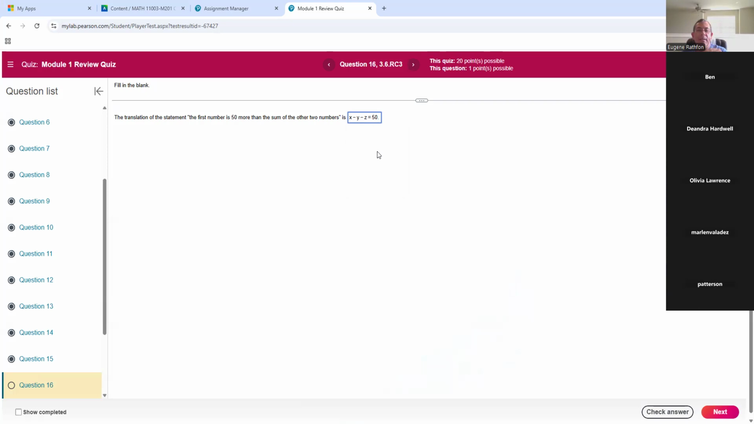X minus Y minus Z equals 50. That's been the same answer every time I've done this problem, okay?